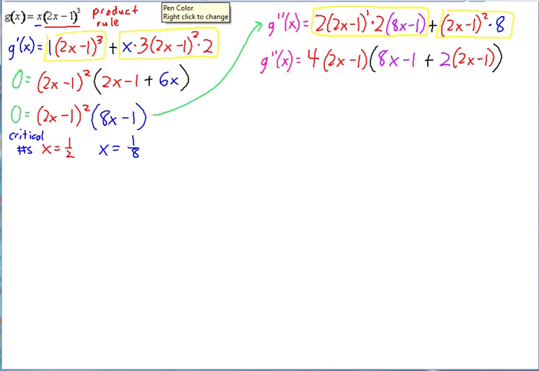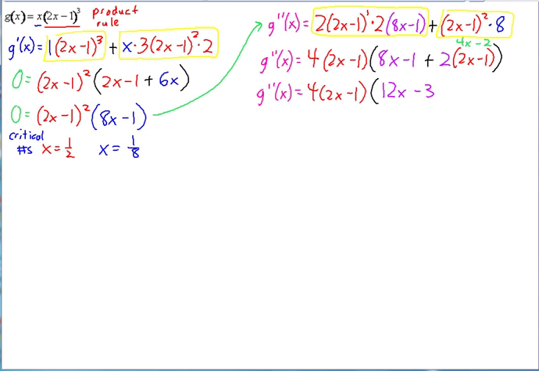So we've almost got it simplified all the way here. So we've got 4 times 2x minus 1. And let's see, if we distribute out that 2, this would become 4x minus 2. Combined with the 8x minus 1, 4x and 8x gives you 12x. Negative 1 and negative 2 is negative 3.